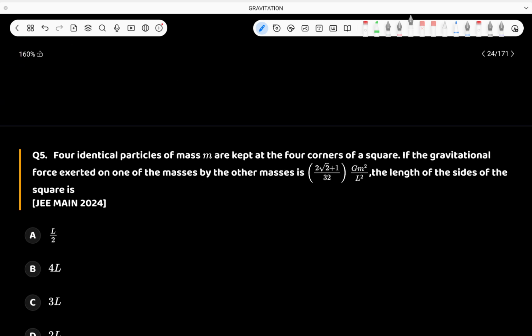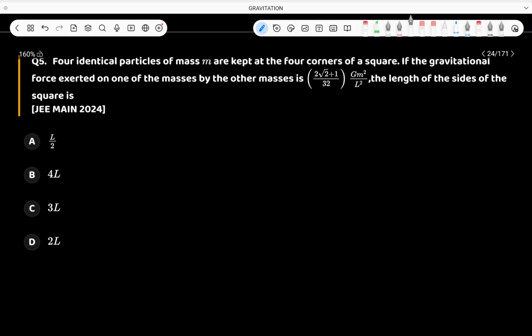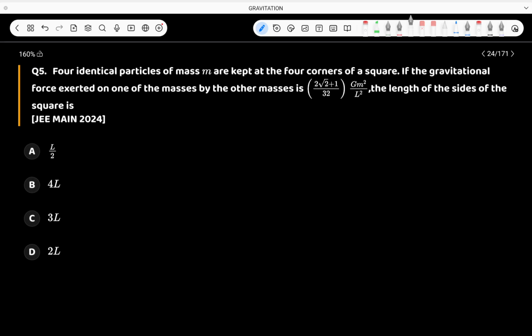Now you can see the next question, which was asked in JEE Main 2024. One more question, and again there are 4 particles. Again it's a 4 particle system. Let's try to solve this question also. So 4 particles of mass small m are kept at the 4 corners of a square. If the gravitational force exerted on one mass by the other masses is this, the length of the side of the square is. Okay, so again this is a system of 4 particles like this.